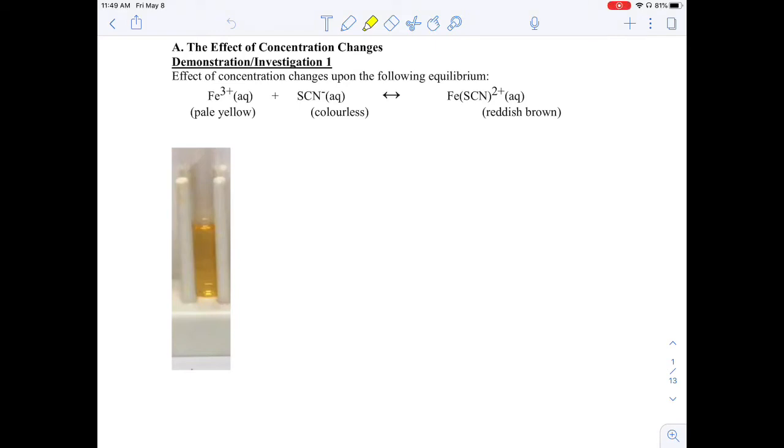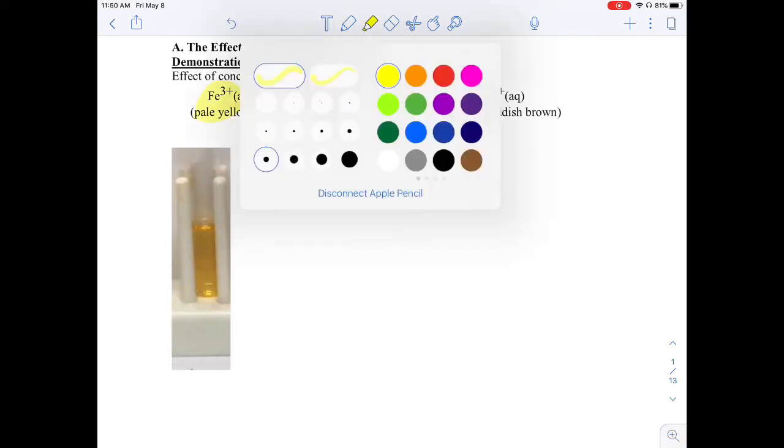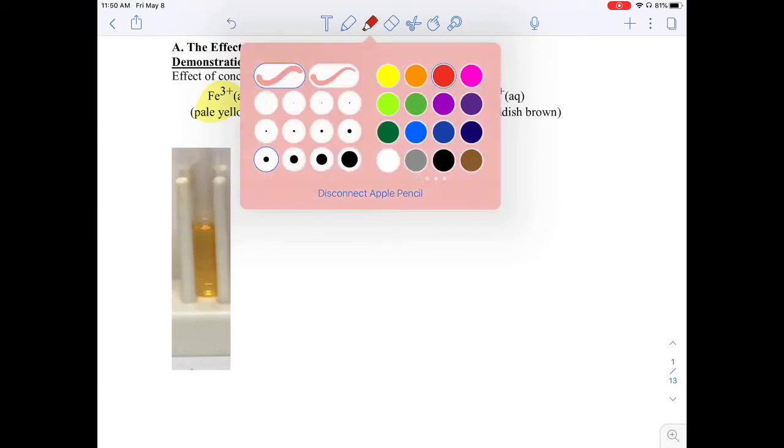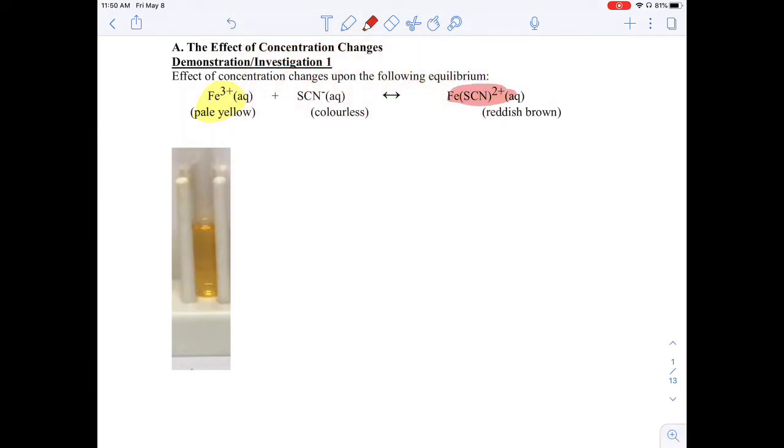In this video, we're going to explain demonstration 1. In demonstration 1, there's an iron 3 solution that's at equilibrium. So it's got yellow iron 3 ions along with some colorless thiocyanate ions and some reddish brown complex ions. And so this equilibrium system is a blend of those two colors. Because it's at equilibrium, it's not just pure pale yellow, it's not really just reddish brown, it's a blend of the two things.